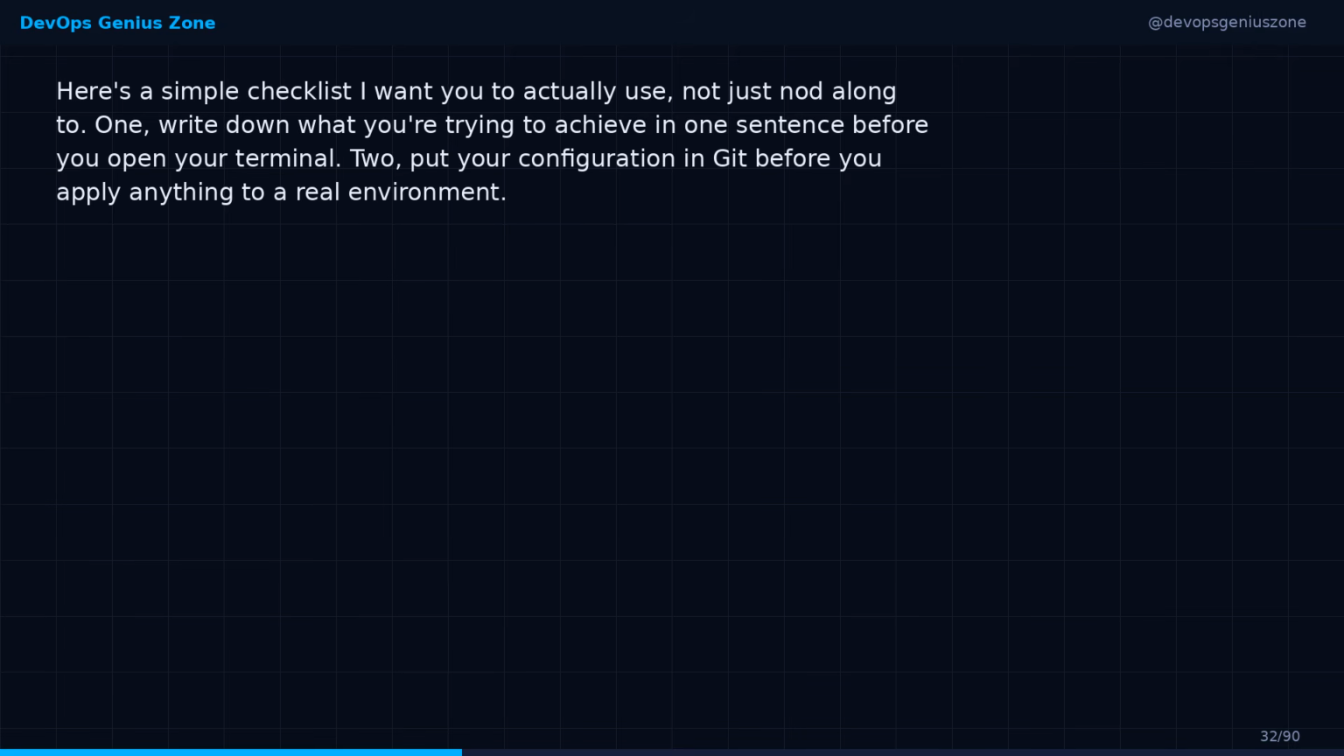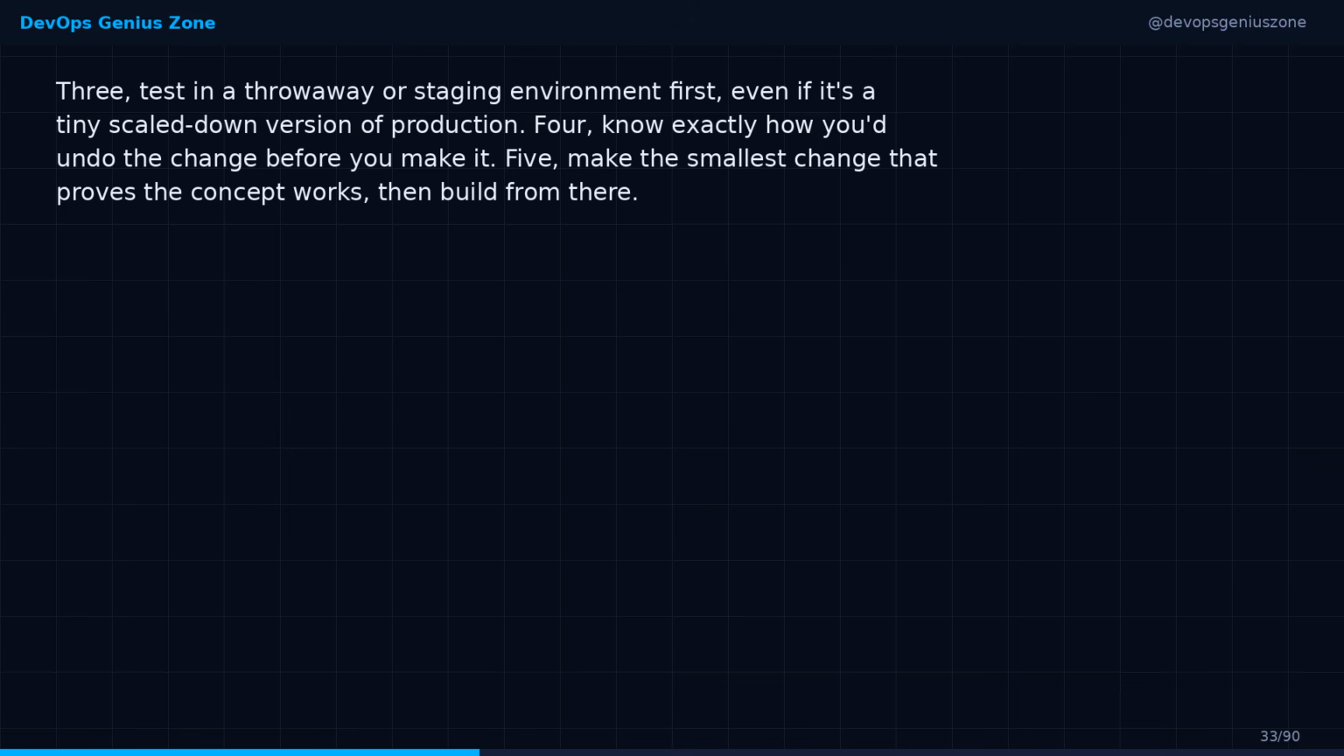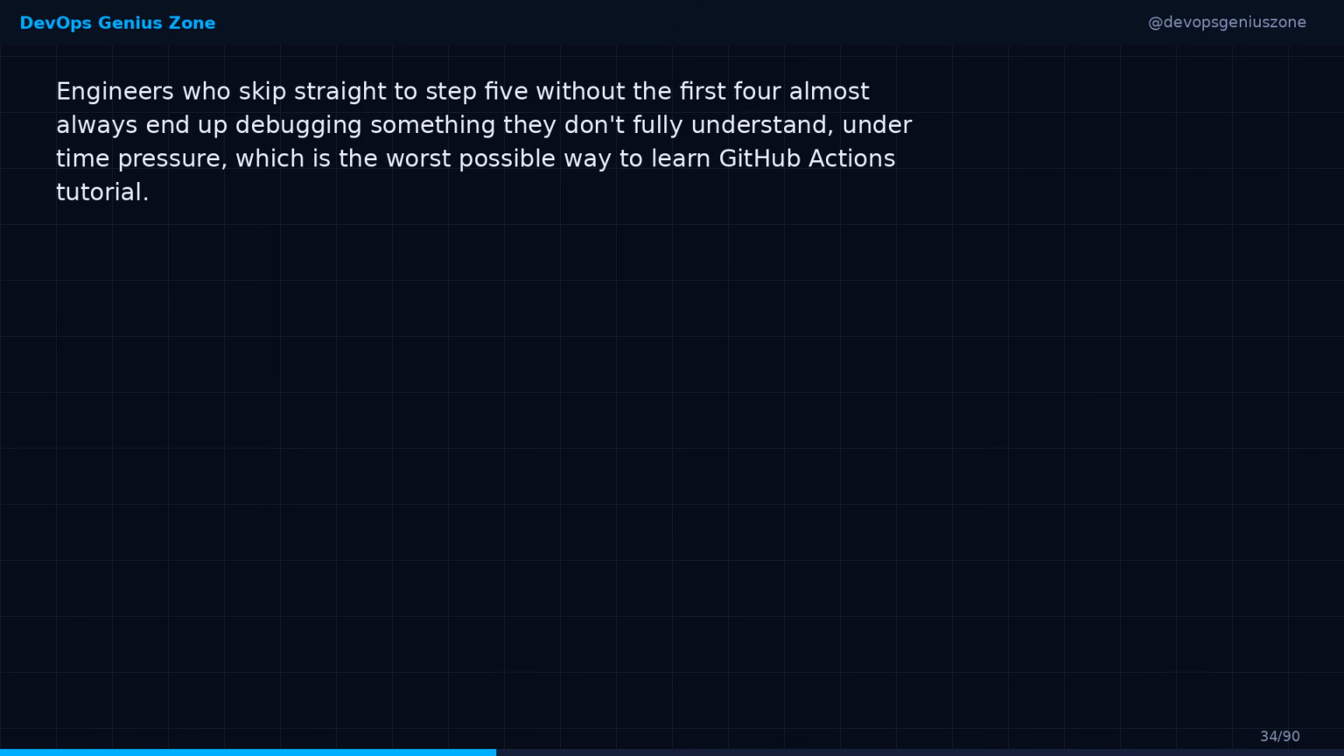Engineers who skip straight to step 5 without the first 4 almost always end up debugging something they don't fully understand, under time pressure, which is the worst possible way to learn GitHub Actions tutorial. Best practices from senior engineers are straightforward, but often overlooked. Automate the repetitive work. Document your decisions, not just your configurations. Test in staging before production. Monitor everything. And when something breaks, and it will, write a postmortem and learn from it.